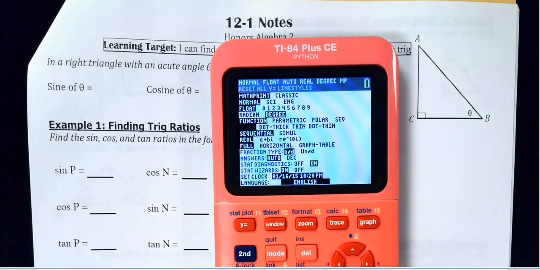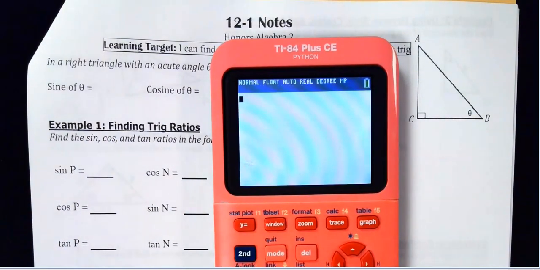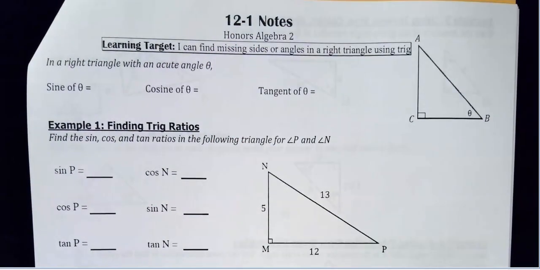If you're using a scientific calculator, that should be defaulted to be in degrees. You can change it to radians, but the graphing calculators are defaulted to be in radian mode, and we want to use degrees today. Okay, so let's see what you guys remember from geometry here.